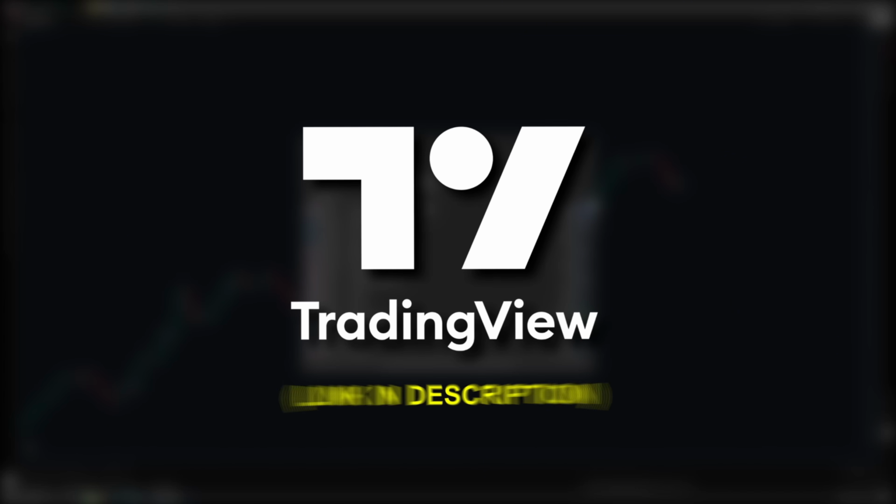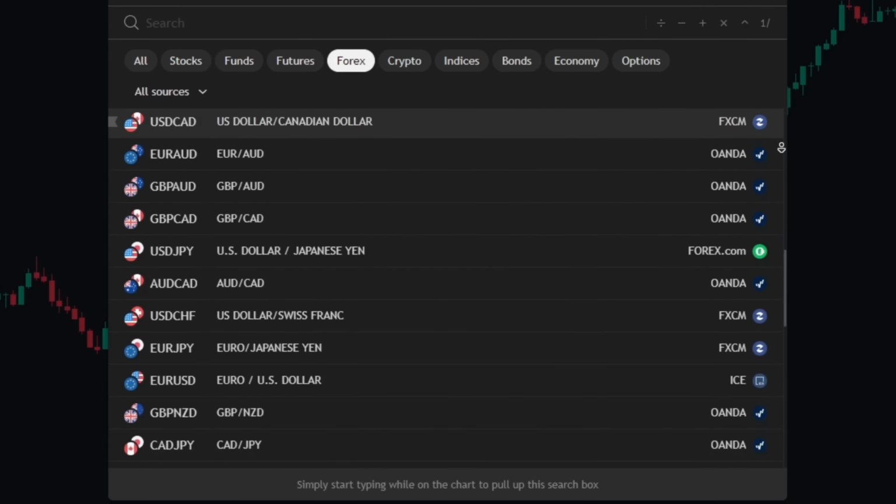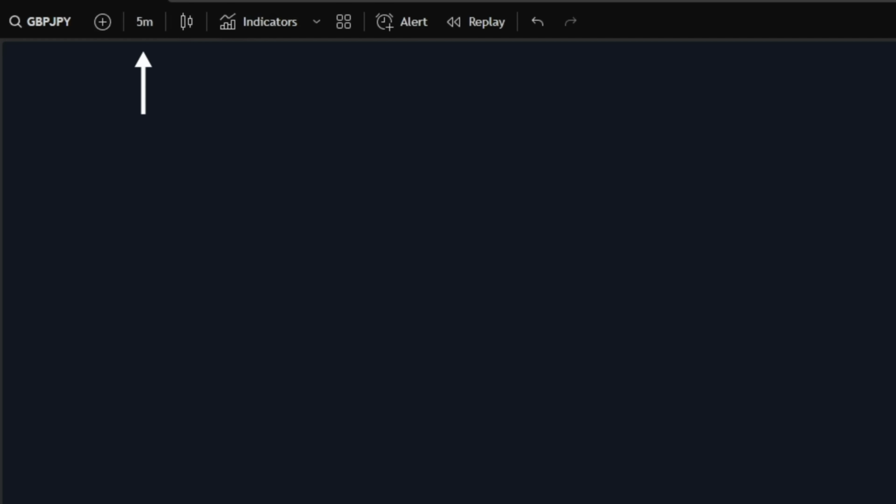Let's get straight into it. First things first, you need to get on TradingView. If you don't have it yet, I'll leave a link in my description. Once you're on the platform, grab whatever trading pair catches your eye. Any time frame works perfectly. Today I'm working with this time frame and this pair, but you can use this on anything.